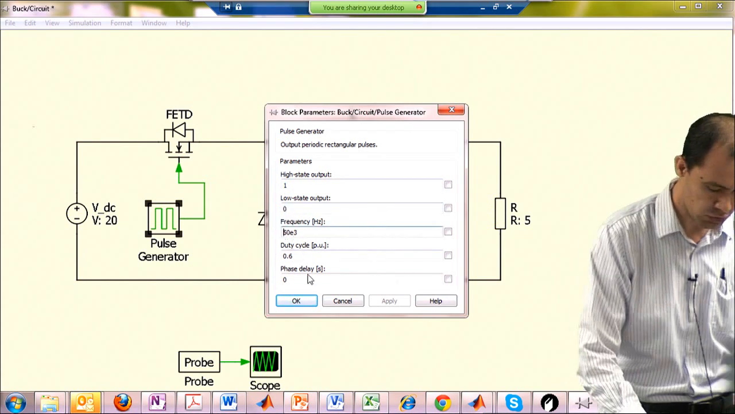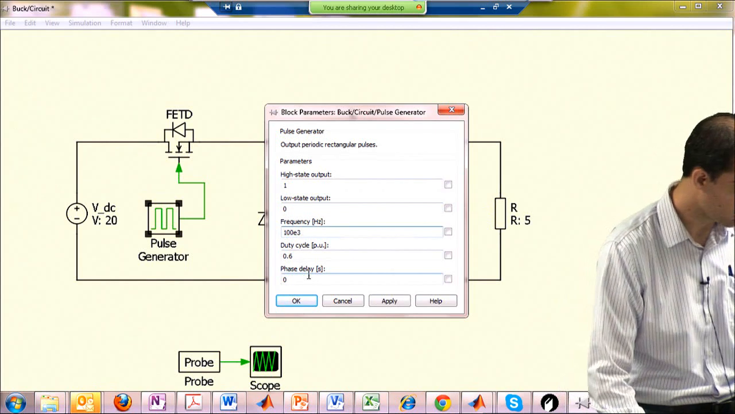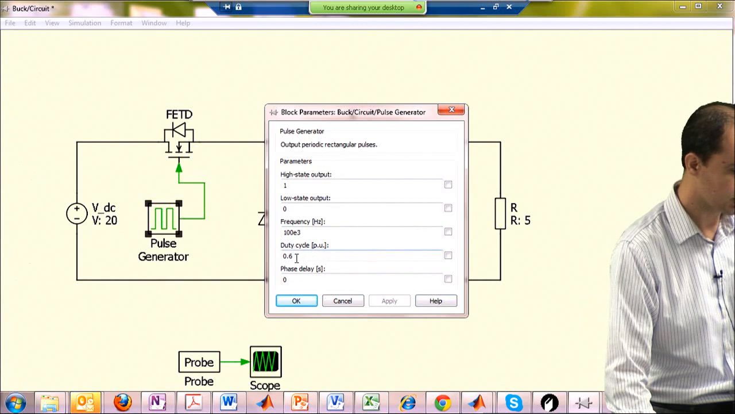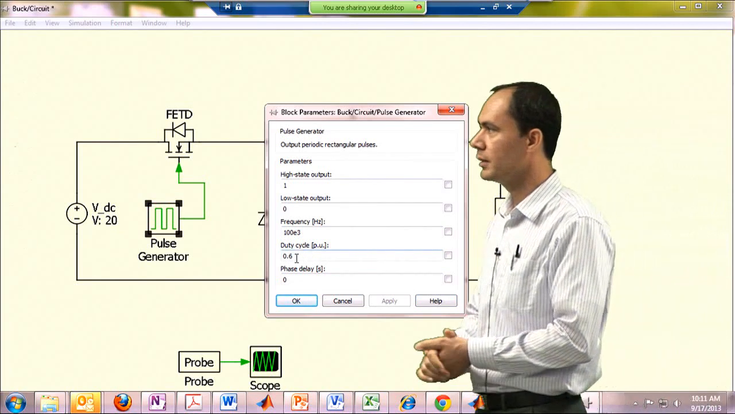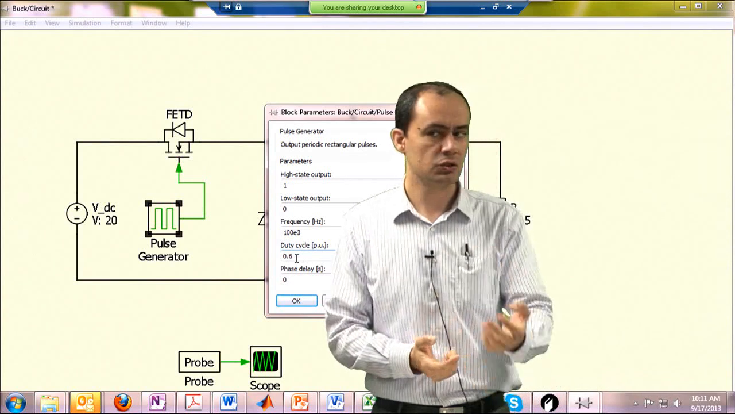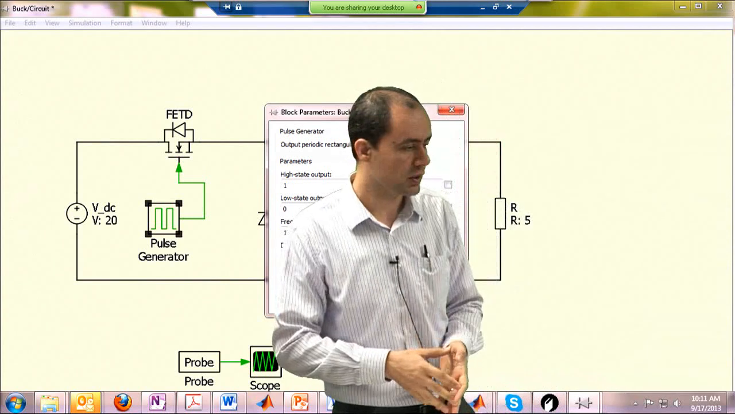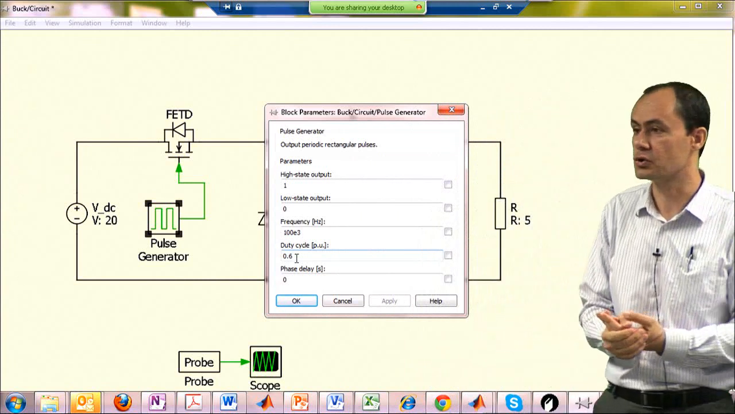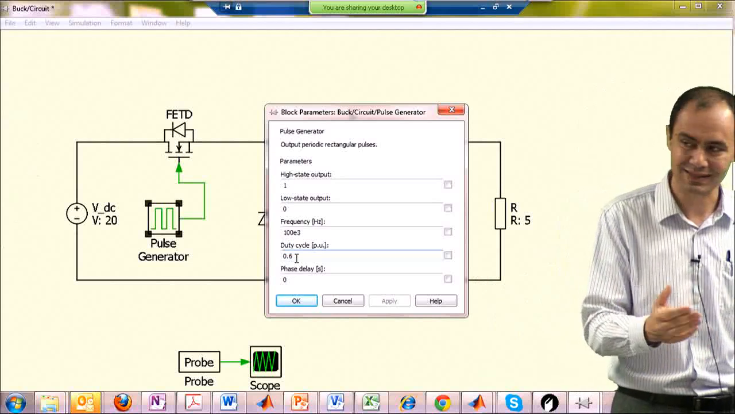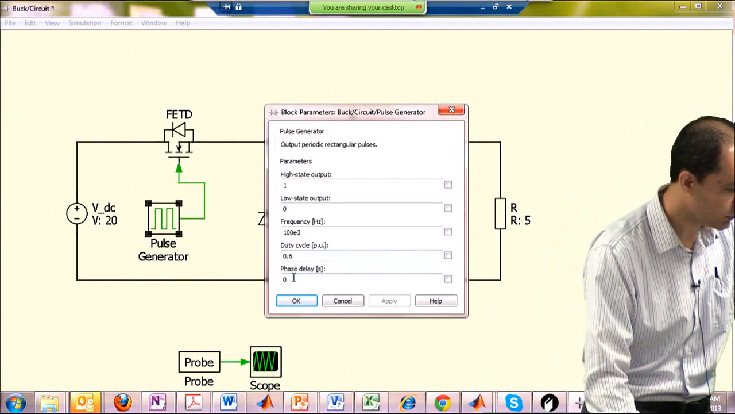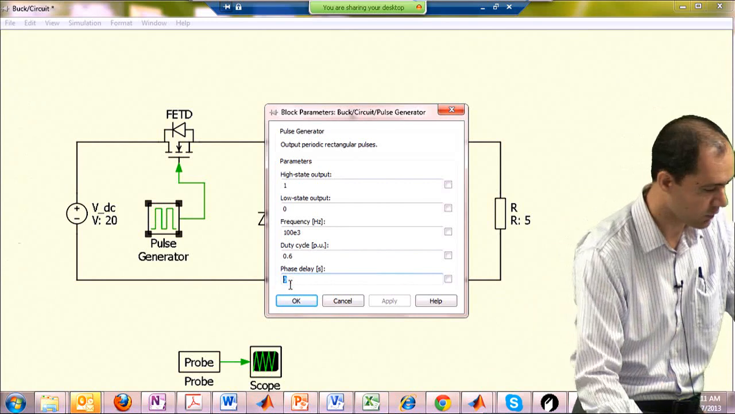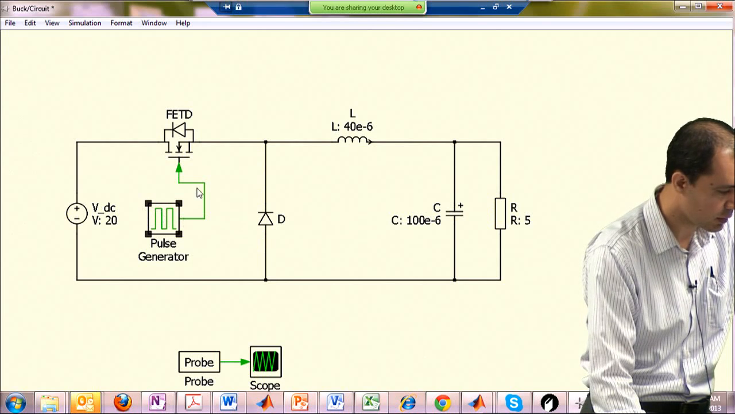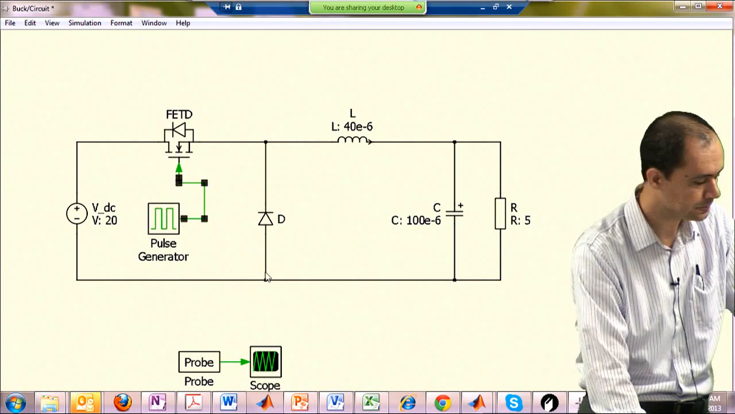And the switching frequency I would like to be 100 kilohertz, and the duty cycle is 0.6. Remember, some of these software packages take the duty cycle in terms of percentage, and sometimes it's in per unit. In this particular case, it is per unit, so I shouldn't put 60. I should put 0.6, a number between 0 and 1. And do we have an initial phase delay? We don't care, so let's just go with that. So this is actually our controller that is sending the on and off command to our MOSFET.